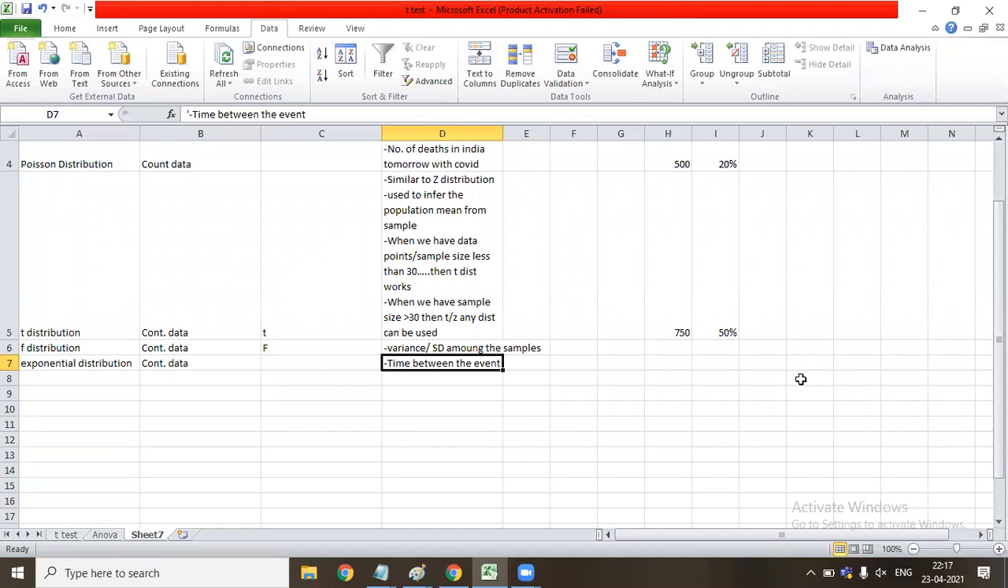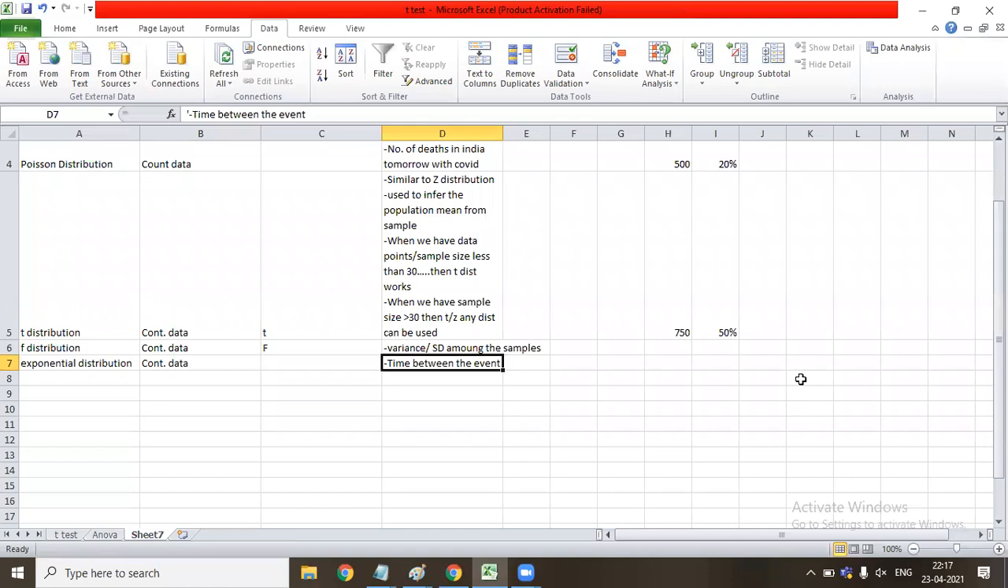2/36. So what is the probability of getting 5 on the first dice and 3 on the second dice? 1/6 into 1/6, which is 1/36. So the probability of getting 5 and 3 on two dice is again 1 by 36. It's not 2 by 36. Okay, so that's the thing which I wanted to do.